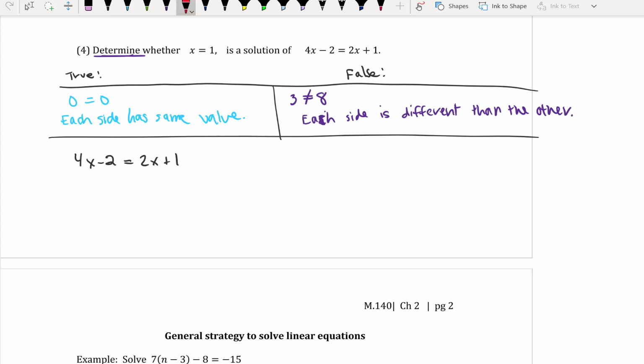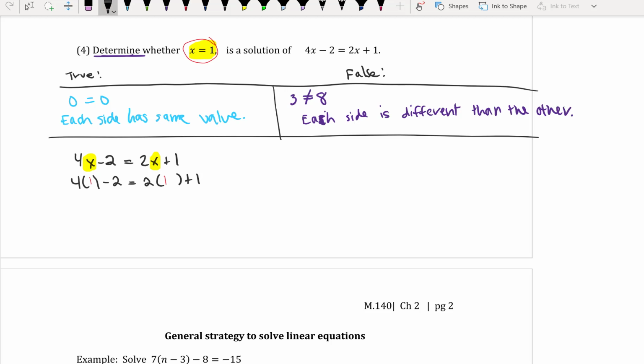Well, I know that the value that I'm plugging in is that x is equal to 1. So I have 4(1) minus 2 is equal to 2(1) plus 1. Why did we put the parentheses? We put the parentheses because that's the value for x that you're plugging in. And that value that you're plugging in is 1.